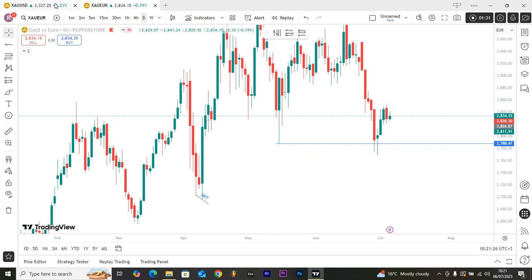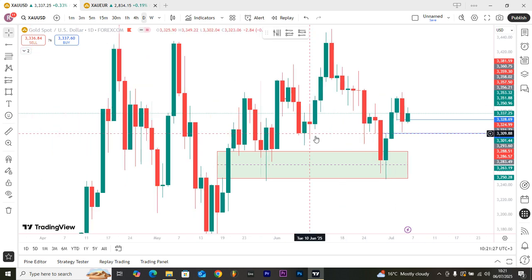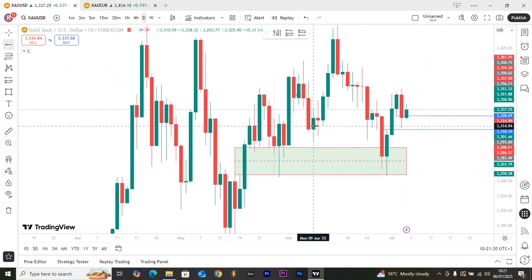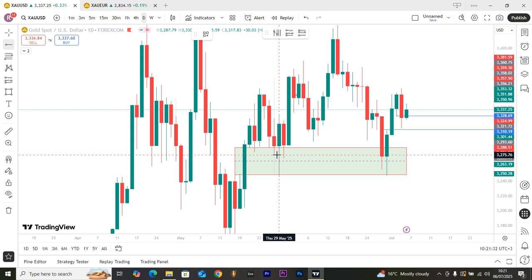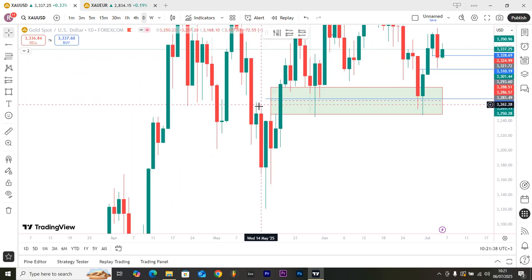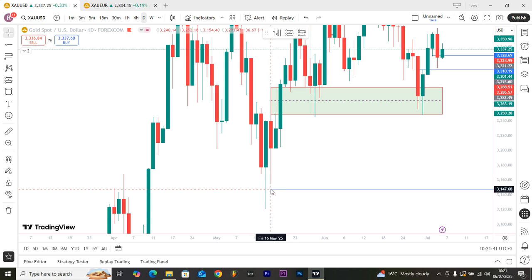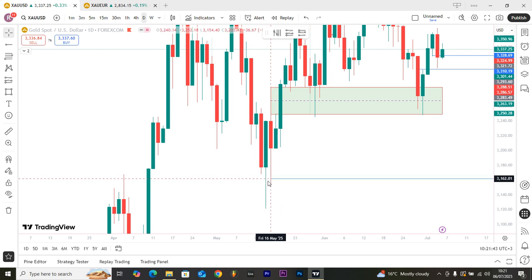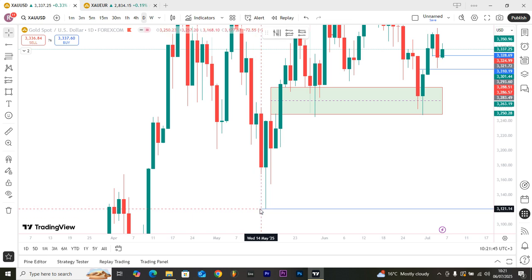Let's go to gold US dollar. Let's look for 15th May. Where's 15th May? Here we go. Here's 15th May. The 16th. Where's 15th? Here it is. Perfect.